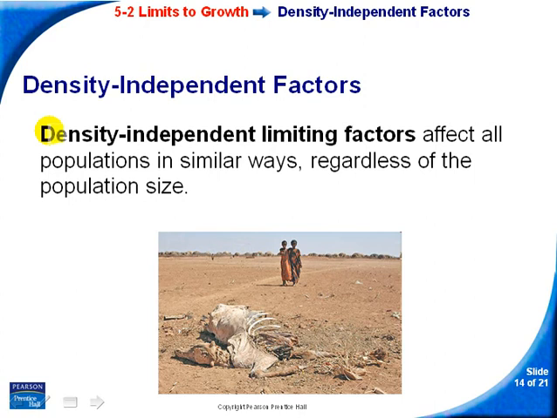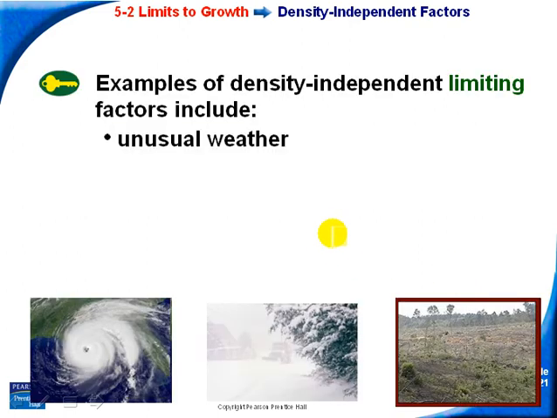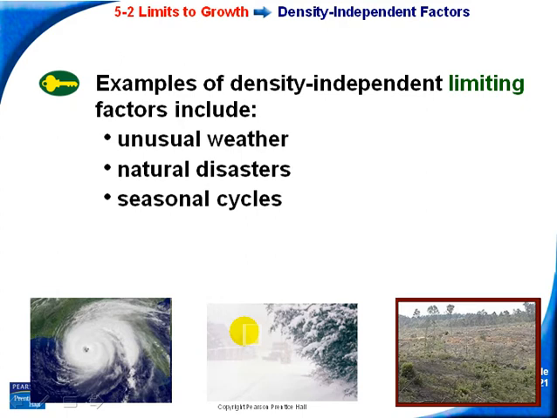Density independent factors are ones that affect all populations no matter what the size of the population is. This is a picture of drought. It doesn't matter how many organisms there are, they're all going to be affected the same way by drought. Other examples include unusual weather such as a hurricane or a big snowstorm, natural disasters, and seasonal cycles, such as a snowstorm would be a seasonal cycle.